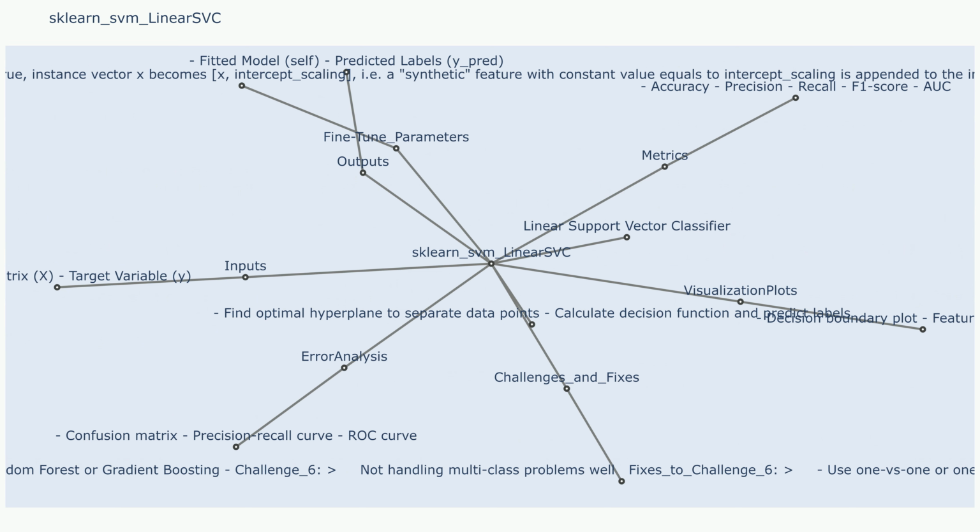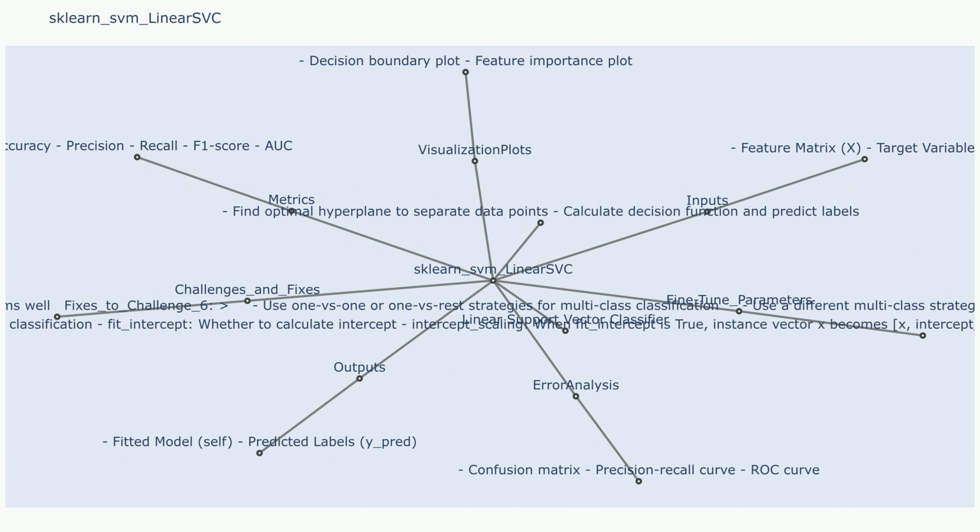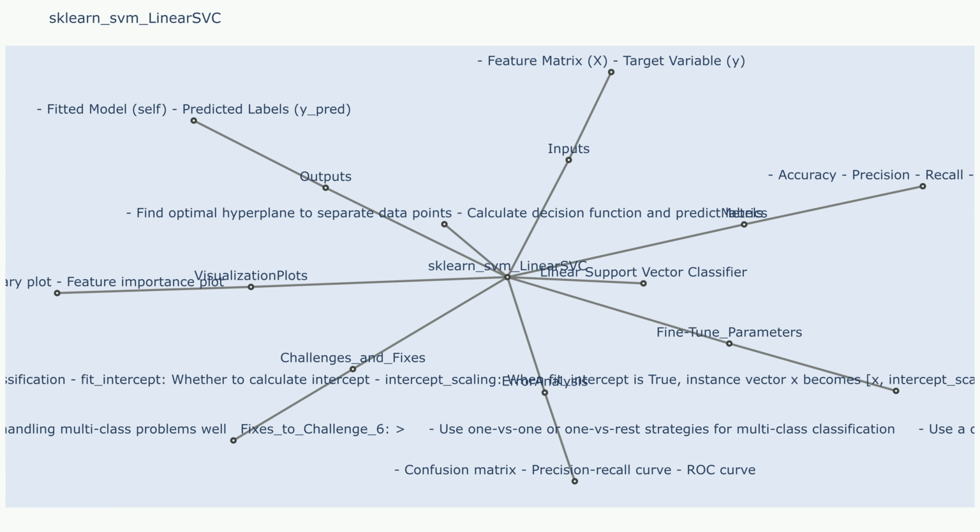Fine-tune parameters. C, the regularization parameter, controlling the trade-off between maximizing the margin and minimizing the training error. A higher C value leads to a smaller margin but lower training error. Penalty. The type of penalty used for regularization, either L1 or L2. L1 penalty encourages sparsity in the coefficients, while L2 penalty encourages smaller coefficients.